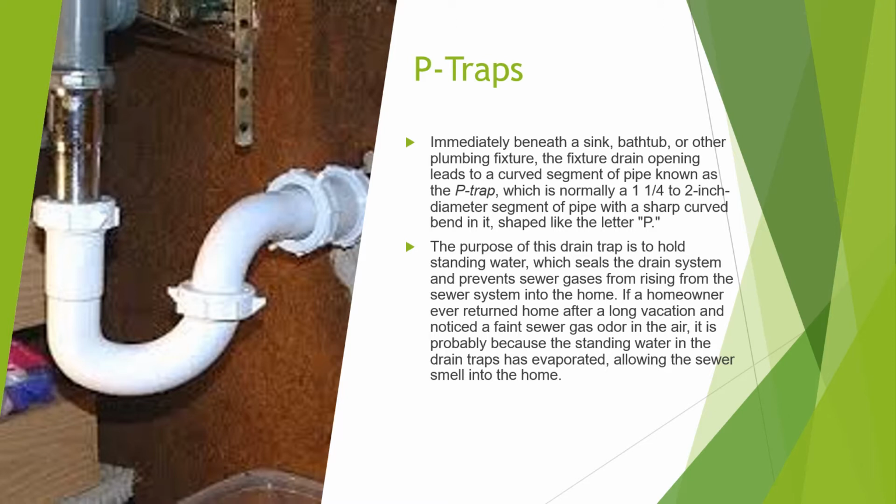P-traps. Immediately beneath a sink, bathtub, or other plumbing fixture, the fixture drain opening leads to a curved segment of pipe known as a P-trap, which is normally a 1 1/4 to 2 inch diameter segment of pipe with a sharp curved bend in it, shaped like the letter P. The purpose of this drain is to hold standing water, which seals the drain system and prevents sewer gases from rising from the sewer system into the home.